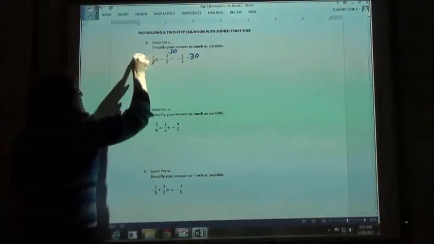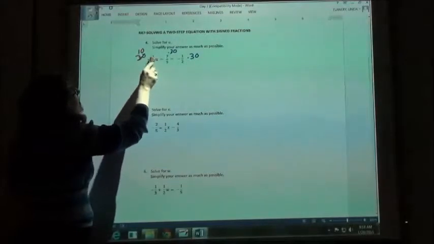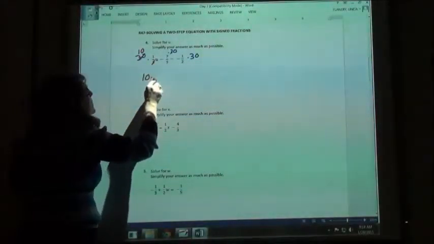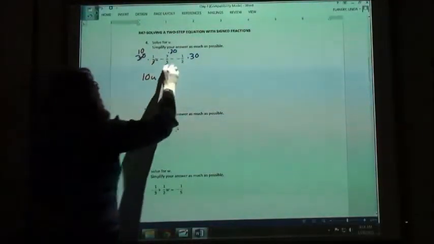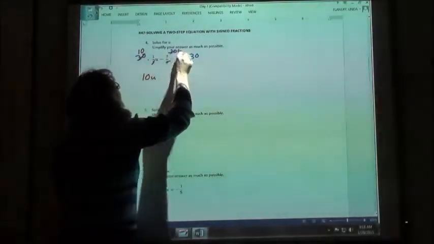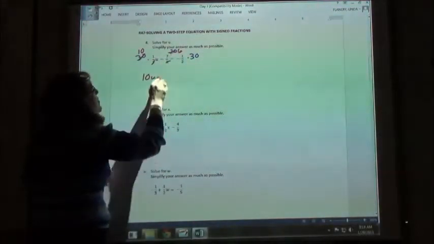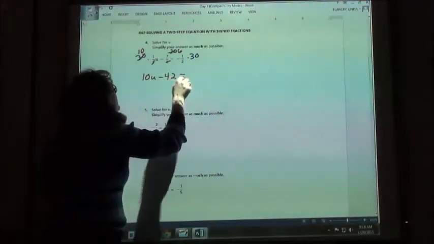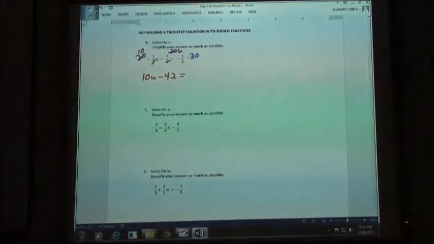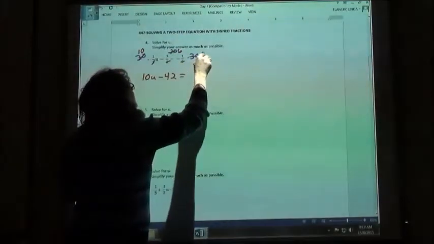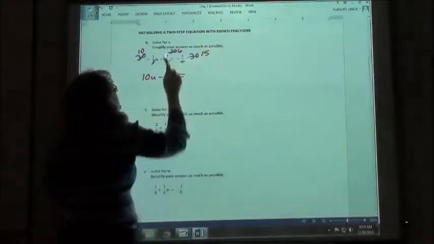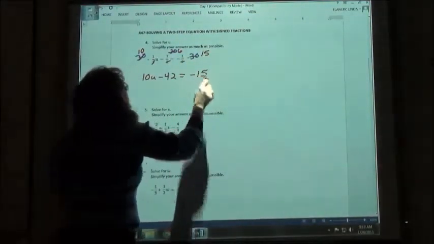3 goes into 30 10 times, so 10 times 1u gives me 10u. If you take 30 times 1/3 on your calculator, you get 10. 5 goes into 30 6 times. 6 times my -7 would be -42. If you take -7/5 times 30 on your calculator, you get -42. And 2 goes into 30 15 times. 15 times -1 is -15.